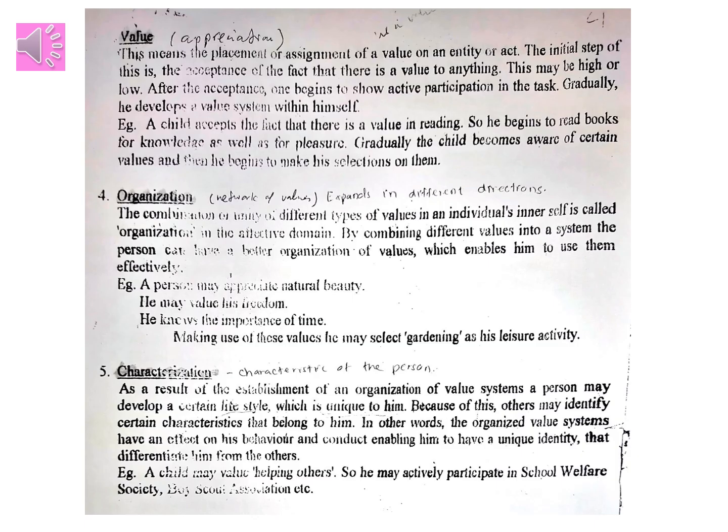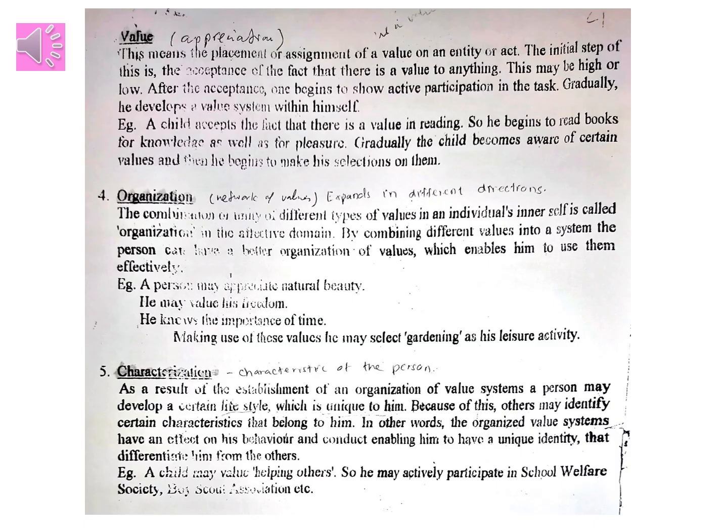Example, a child accepts the fact that there is a value in reading about the animals maybe. So he begins to read books for knowledge as well as for pleasure. Gradually, the child becomes aware of certain values and then he begins to make his selections on them. Then he starts reading about different topics, right? So, value means what? Appreciation.